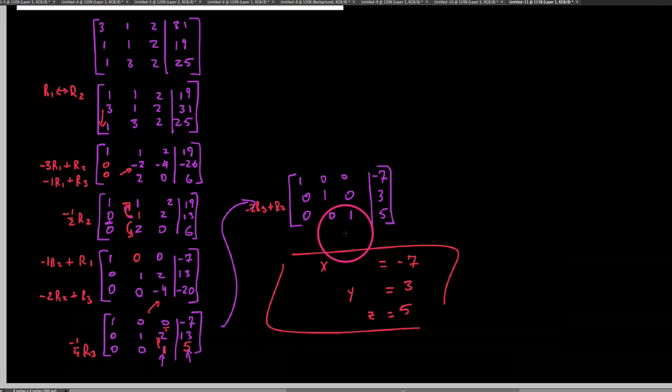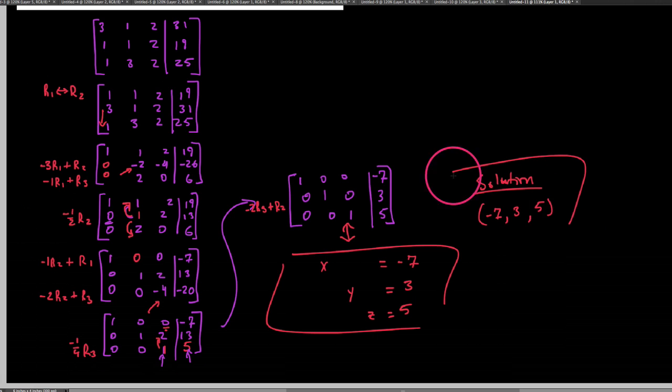This would be the system associated with this augmented matrix, but the beauty of this is that we already know our solution to the system, and that must be an x value of negative 7, a y value of 3, and a z value of 5. So this is what Gauss-Jordan elimination looks like, and why it takes a little bit longer, but it's kind of beneficial because you save yourself the trouble of having to do back substitution when you're done.